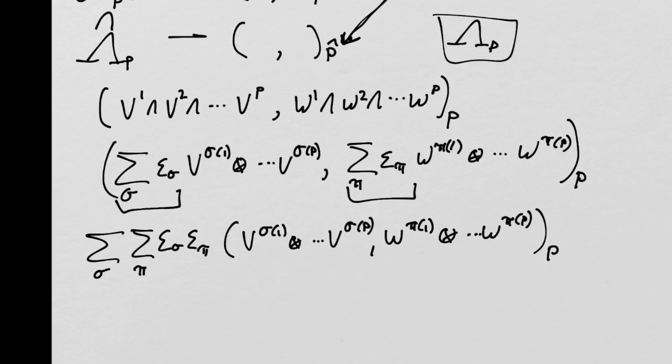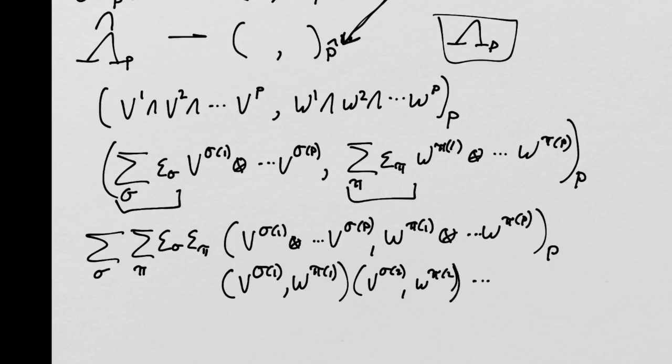And now I'm looking for the inner product of two elements using the inner product of T0P. Well, and this is where the review comes in, right? That's just going to be V sigma 1 inner product W pi 1 multiplied by V sigma 2 W pi 2, and so on, up to V sigma P W pi P. And that's obviously like the only way to do this linearly, by the way.